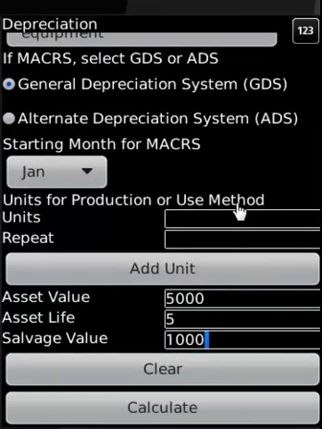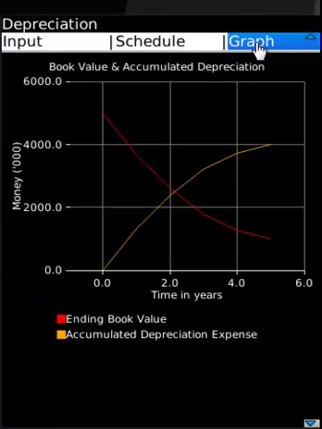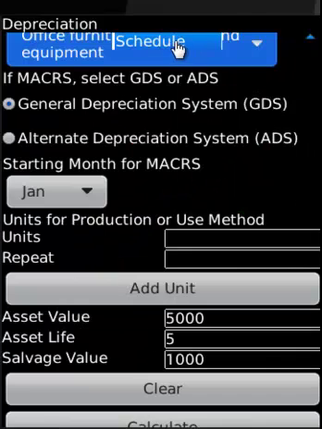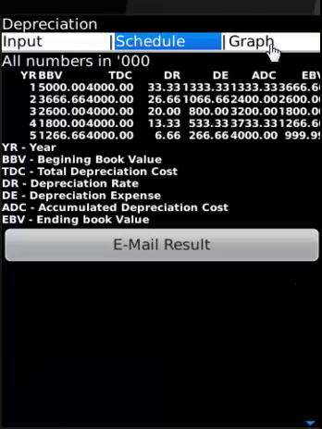Okay, so this is how it looks, the schedule. This is the schedule, and then this is the graph, schedule and the graph. Okay.